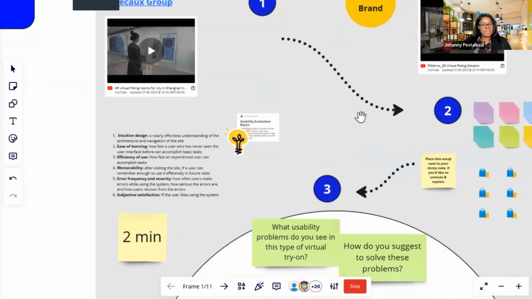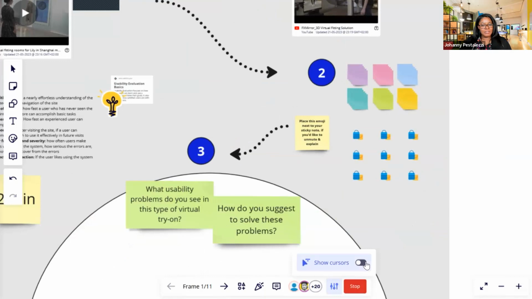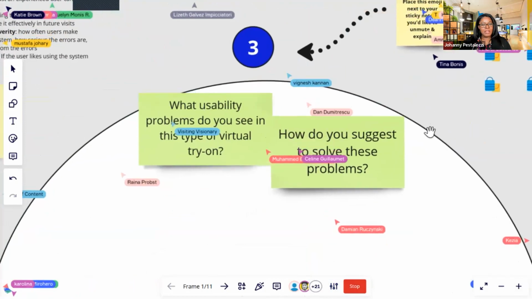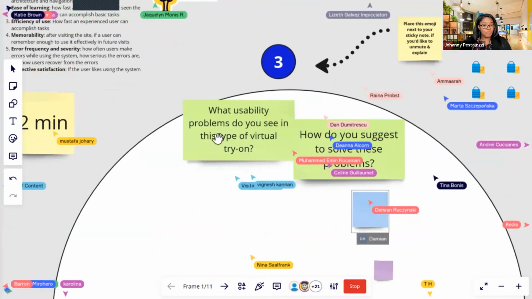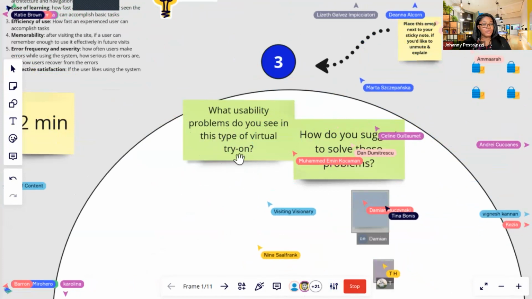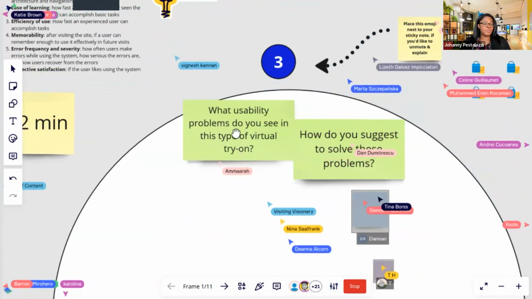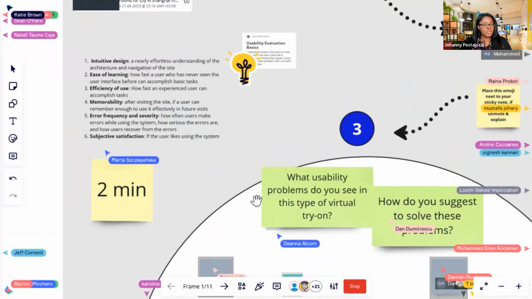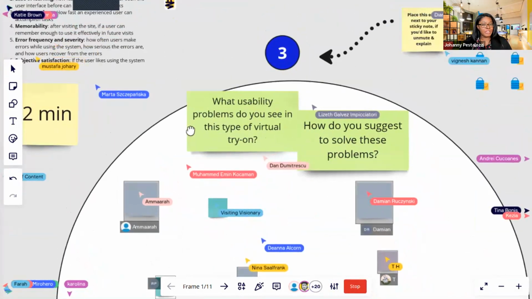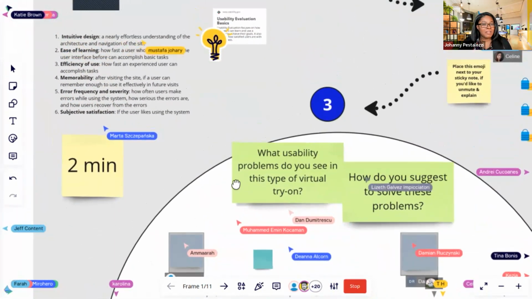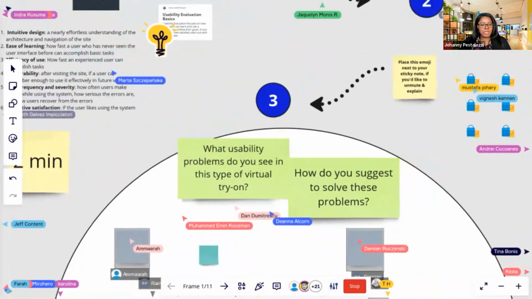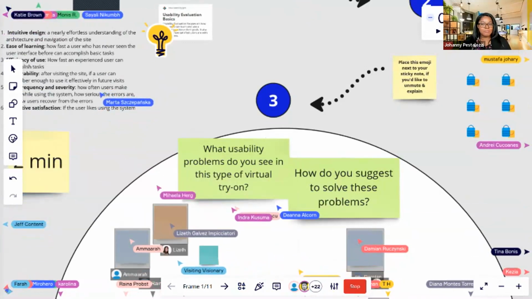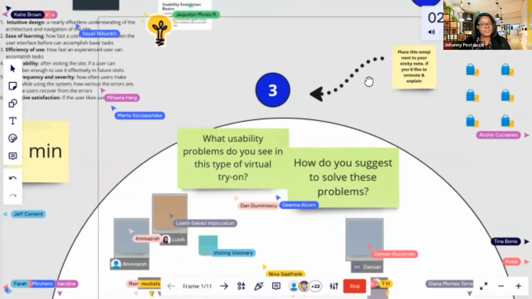Perfect. So we're going to do the same exercise. You can grab a sticky note from the right-hand side, and again, place an emoji next to the sticky note to know if you would like to describe your answers. And the questions are the same as before. So what usability problems do you see in this type of virtual try-on? And how do you suggest to improve these problems? And you can have a look again at these usability principles, as mentioned before, to get some inspiration into the direction of what problems you may identify. So let's spend 2 minutes here, and then we will discuss in the group again. Let's do 3 minutes. Okay, let's go for it.